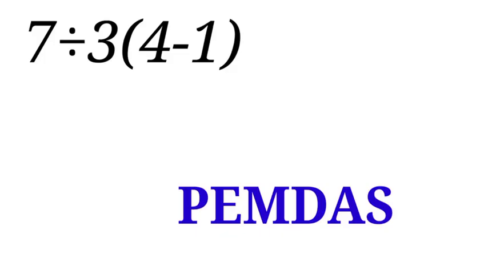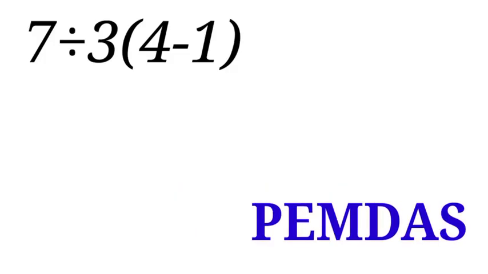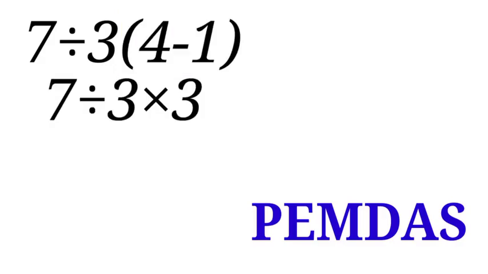Now let us go back to our question. In our question here, we have parentheses, so we have to address the numbers inside the bracket first. We have 4 minus 1, that is 3. So this question can be expressed now as 7 divided by 3 times 3.